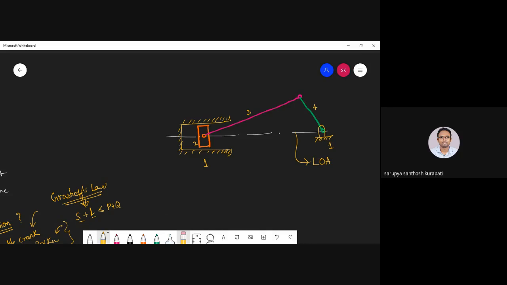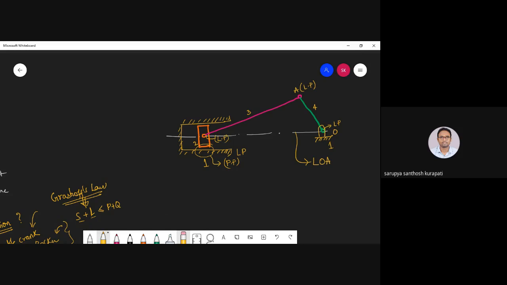Between link 1 and link 4, you have a turning pair. This is one lower pair, a turning pair, and here I'm writing O, and this is A. Another lower pair is between 3 and 4, and between 3 and 2, another turning pair. And between 1 and 2, you have a sliding pair, or we can also call it a prismatic pair, and again it is a surface contact, which is a lower pair. So here all are lower pairs.